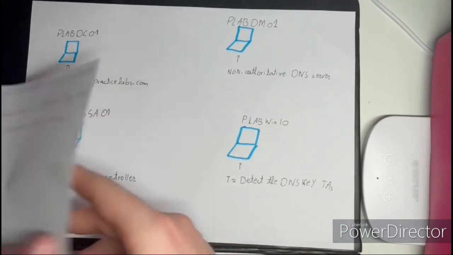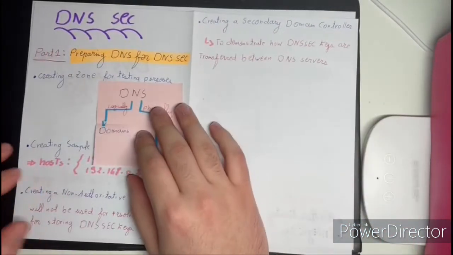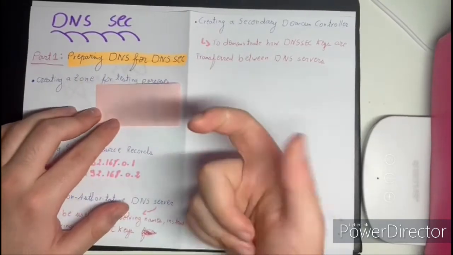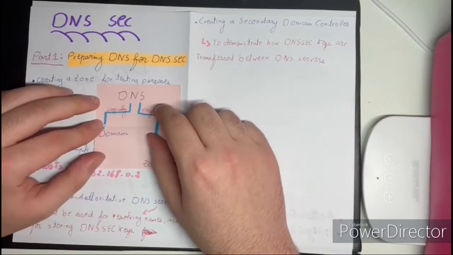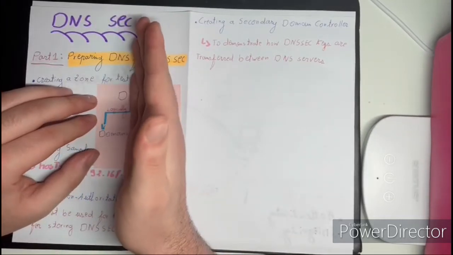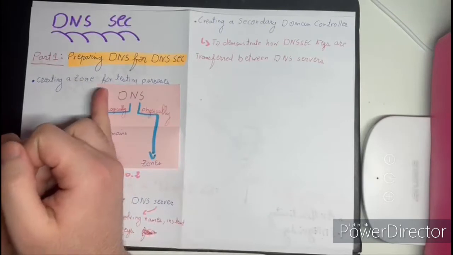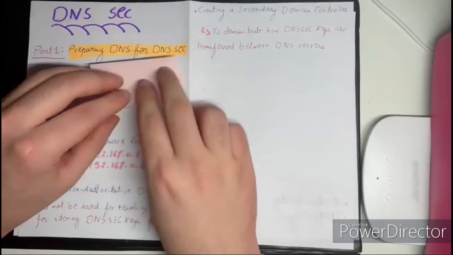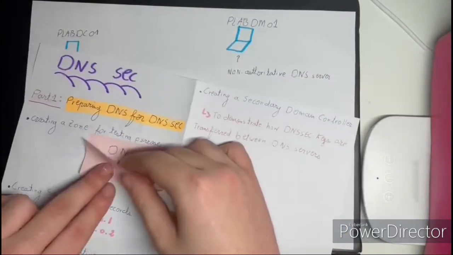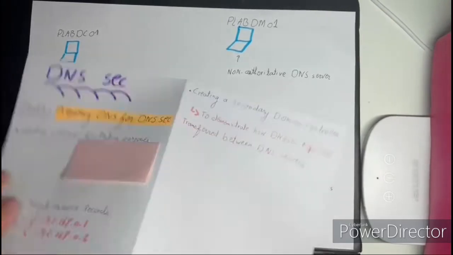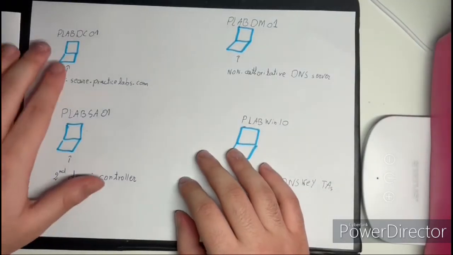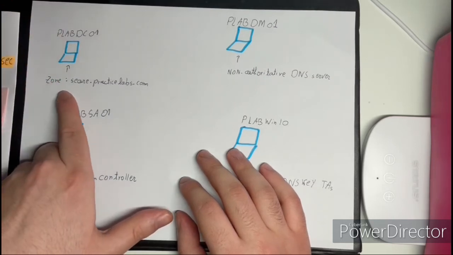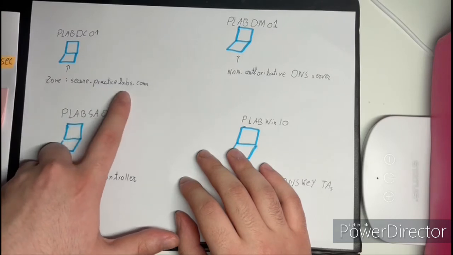So first of all, in the first part, as I said, we'll be creating a zone for testing purposes. You might be wondering, what is a zone? Basically, if you look into DNS, if you divide it logically, you will get domains. But if you divide it physically, you'll get zones. So in this server, we're first going to implement the zone, which will be called secure.practicelabs.com.